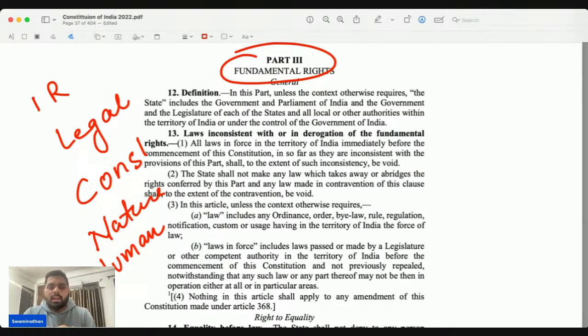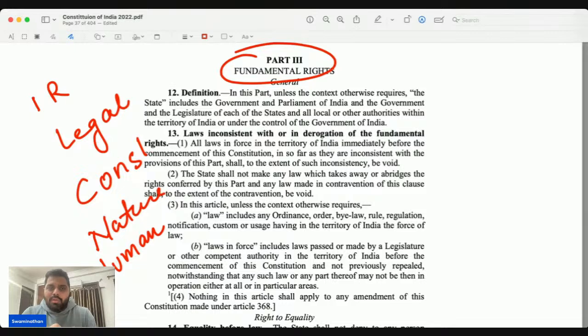Then what about legal rights? What is a legal right? Legal rights are those rights which are guaranteed to any citizen or even any person by virtue of any law made by the legislature. If any law is enacted and that law gives anyone a right, that will be called a legal right. For example, the right to information. In 2005, the Right to Information Act was enacted, and that act gives every citizen of India a right to demand information from public authorities.